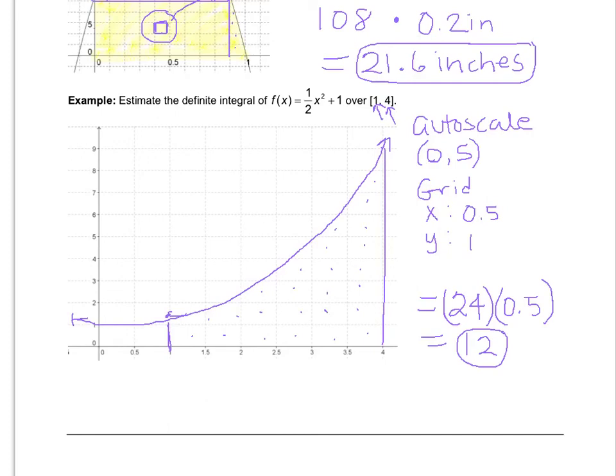And that's about all for the lesson. So again, auto scale, putting on your grid, counting boxes, and multiplying numbers together. That has been the lesson to estimate area.